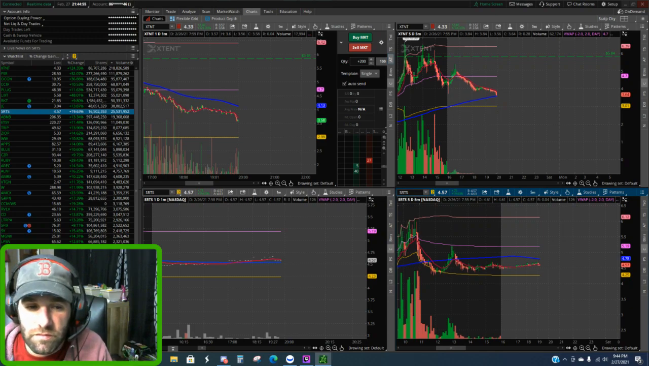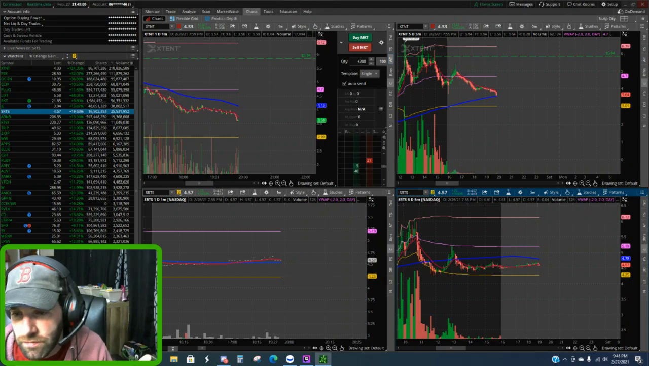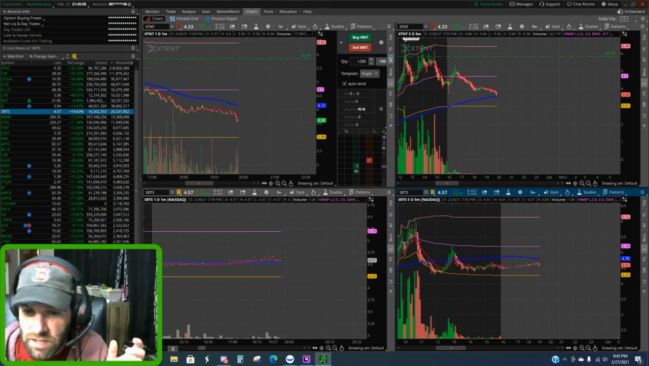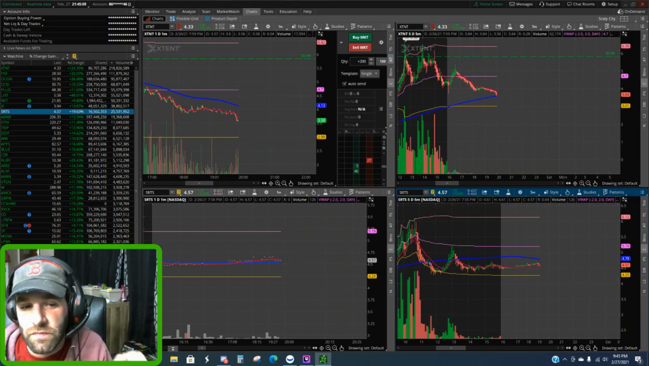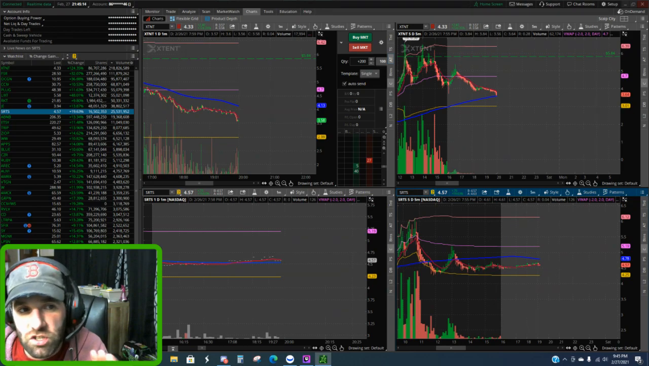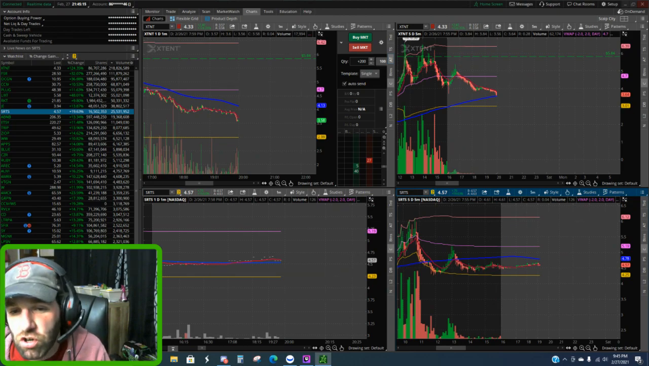12 MA, which is the exponential, the 180 simple, the VWAP and volume. That's what I use. Now, sometimes I will use the 5 EMA, 12 EMA, but I will still always keep the 180 up there just to make sure that is a hard, strong support and resistance.